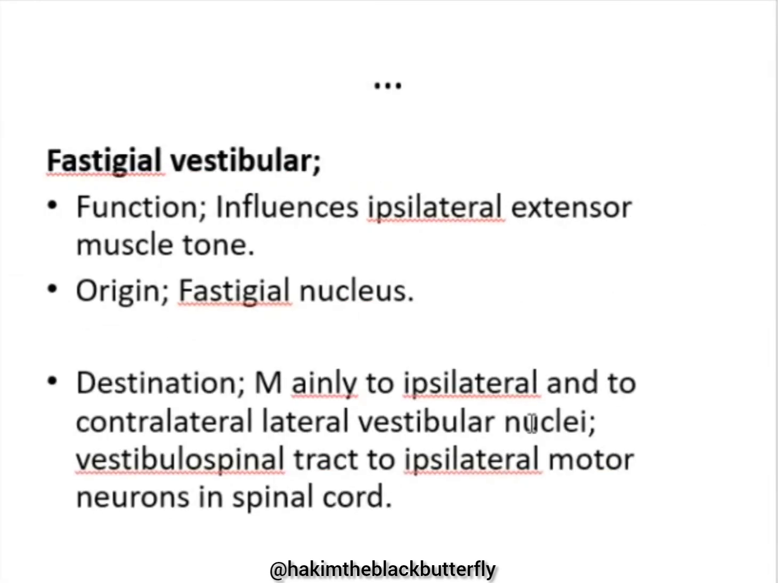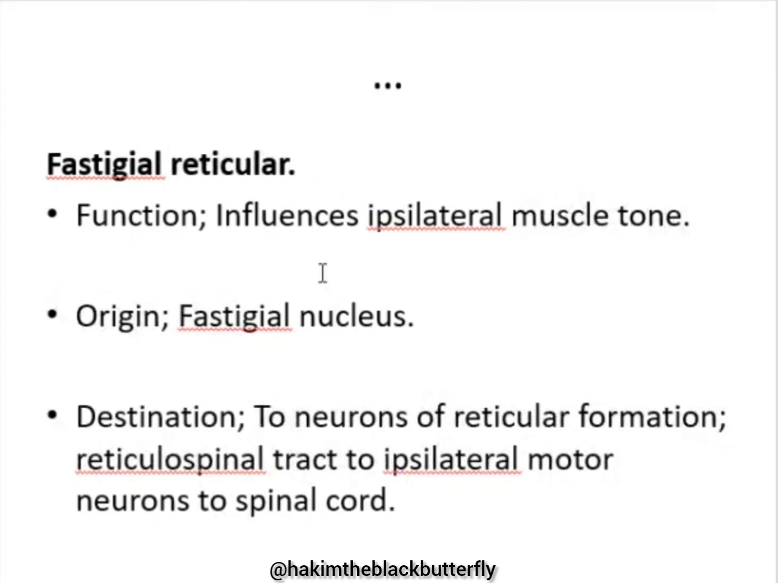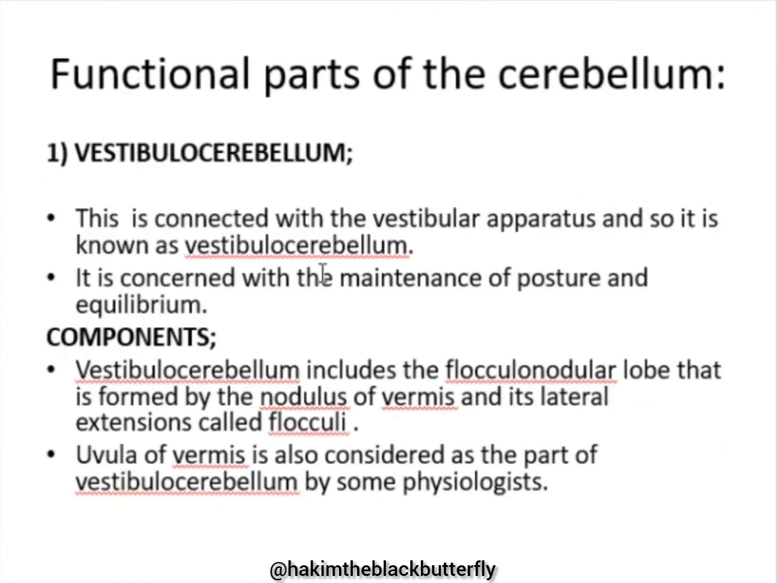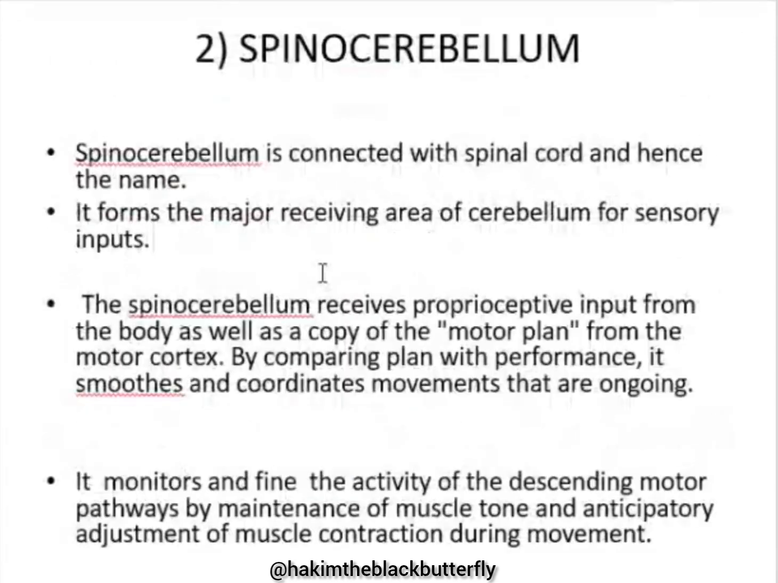Fastigiovestibular from the fastigial nucleus to the vestibular nucleus of the brainstem for the control of equilibrium. And I've finally talked about the different functions of the different functional lobes of the cerebellum.